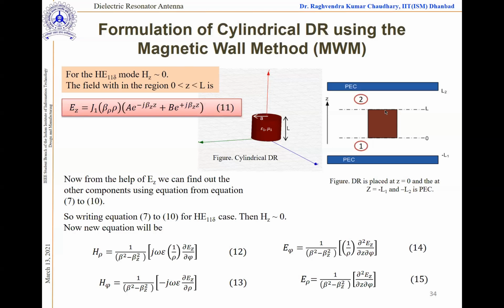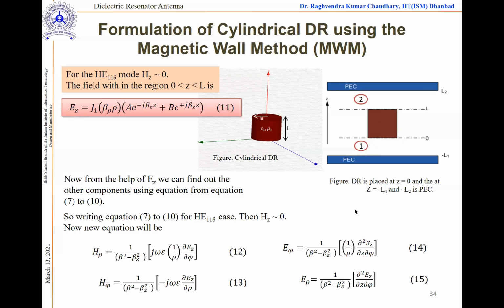Earlier it was done with a PEC. In a cavity they suspended a DR like this, and they tried to find the electric field and the EM energy stored in the various sections. Finally, they used the cavity perturbation method to find these things.